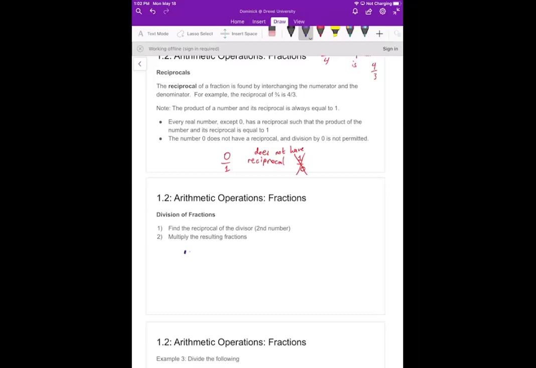Now, growing up, a lot of students are taught what's called keep, change, flip, and I think this is nice. All right, and we'll sort of showcase that in the next one.